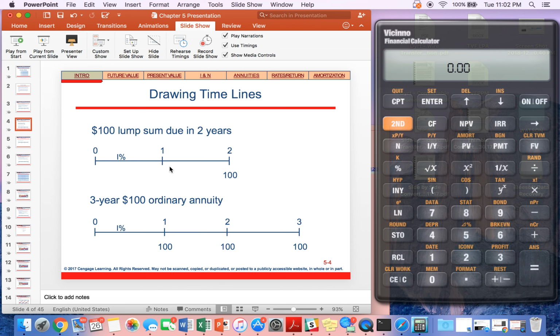So we deal a lot with lump sums. We value lump sums in this class. We also value annuities, and annuities get pretty tricky, and I'll try to break them down for you. But an annuity essentially is a payment towards something.